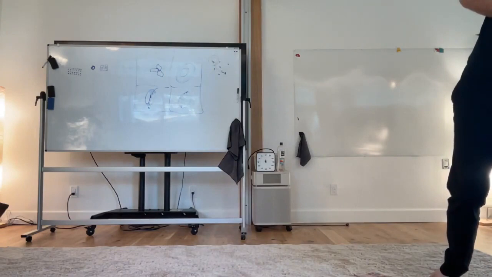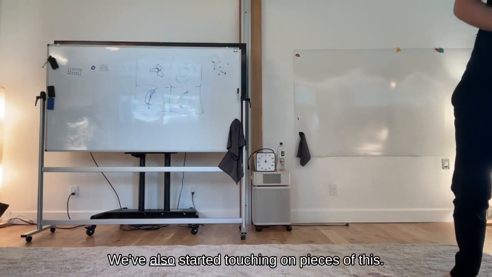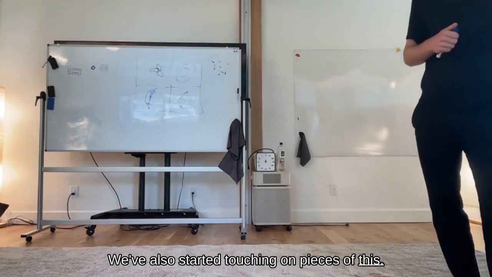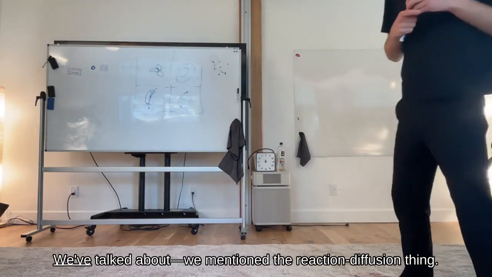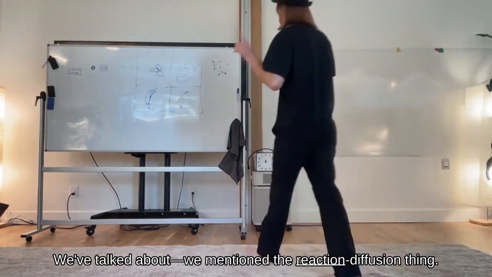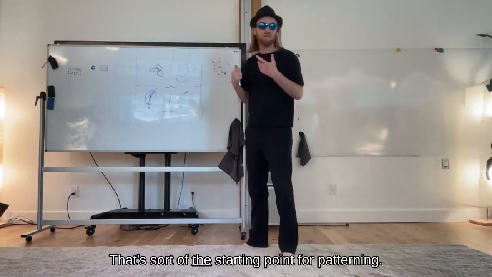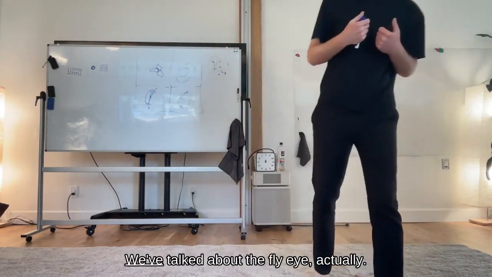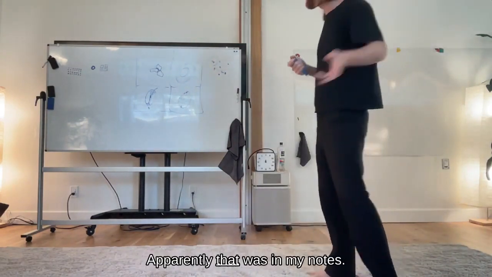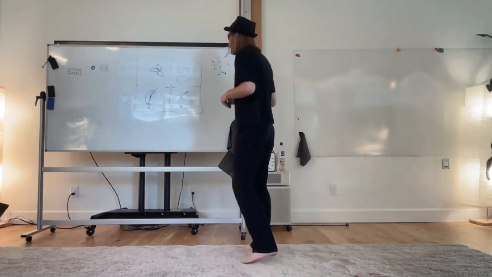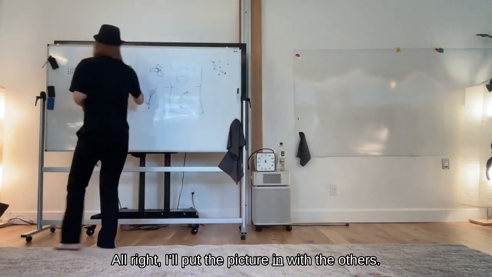Next, patterning. We've also started touching on pieces of this. We mentioned the reaction diffusion thing. That's sort of the starting point for patterning. We've talked about the fly eye, actually. Apparently that was in my notes. All right, I'll put the picture in with the others.